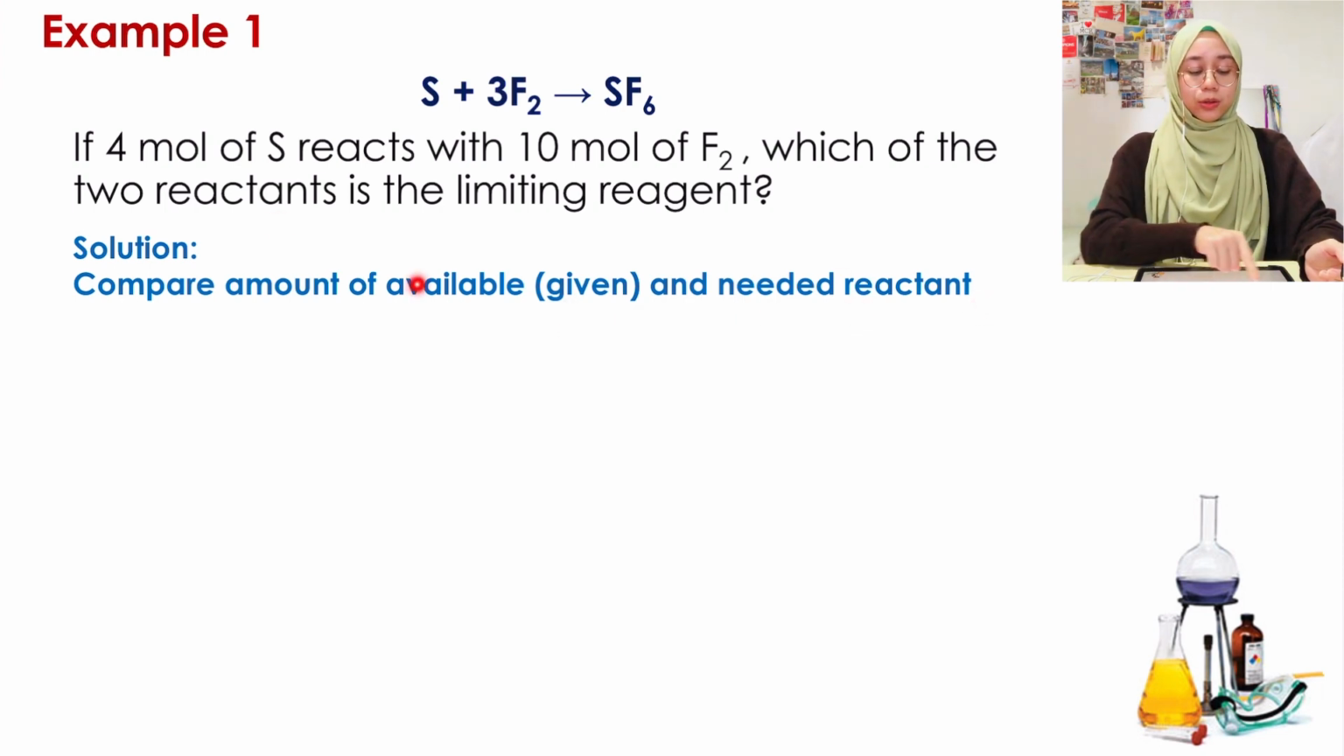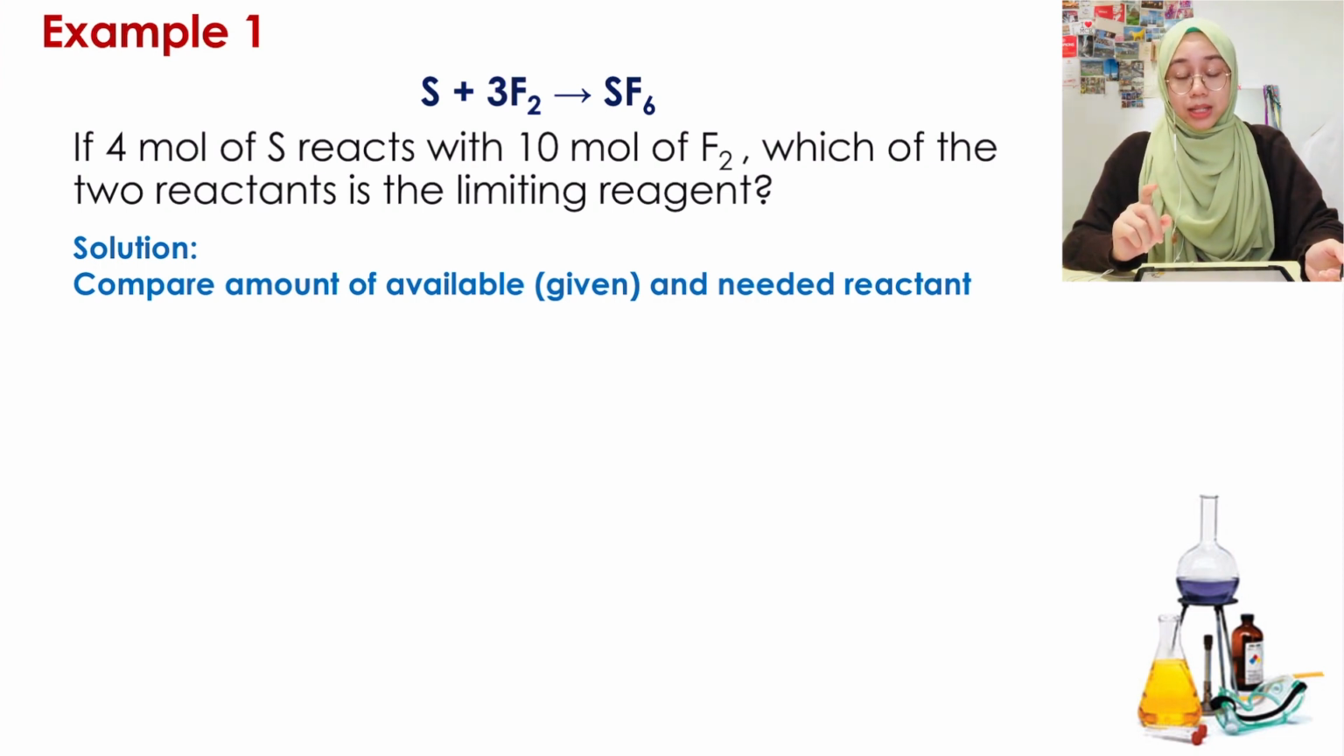Okay, so given to you is 4 mole of S reacts with 10 mole of F2. Okay, meaning this is the given information to you, but now you have to look for the needed mole. So how exactly are we going to do that? So we are going to use kita punya skill waktu nak guna apa? Waktu kita guna stoichiometry relationship. Okay, bermaksud ada kaitan dengan equation kat sini lah. So equation kena balance.